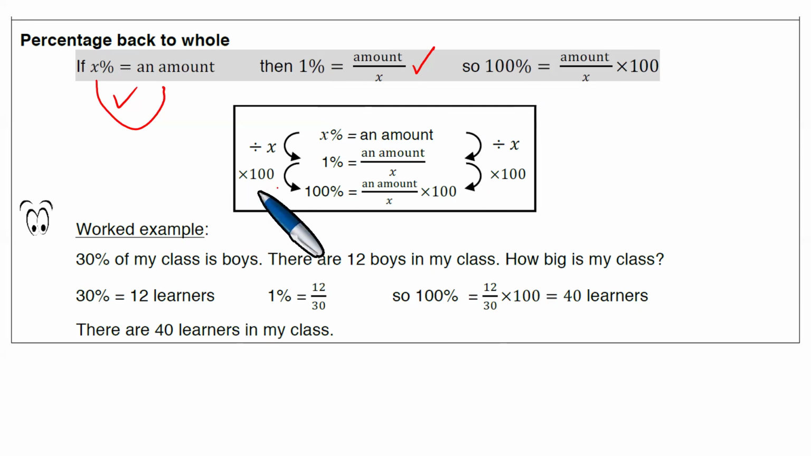Let's check. With X percent, you divide X by X, you get 1. Whatever you do on the left must be done on the right, so you also divide the amount by X. But now we want to get 100%. So you multiply the left by 100 and also the amount side by 100, and you get 100%.